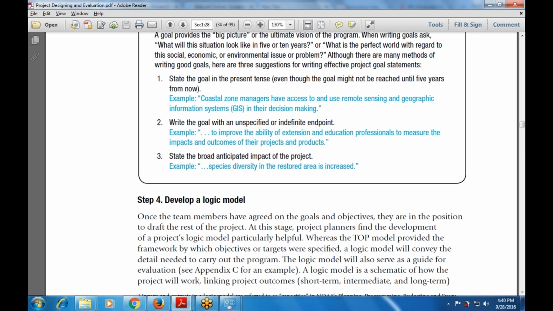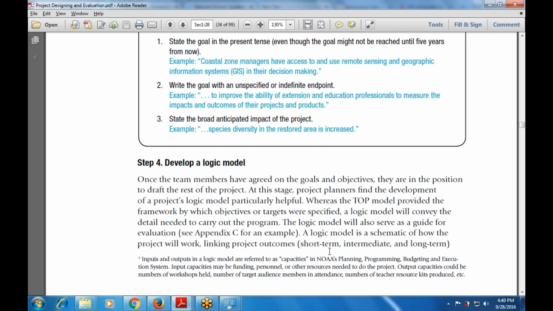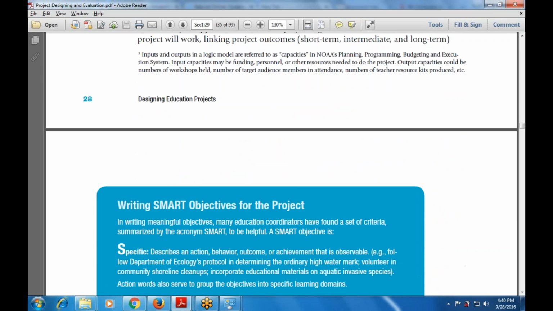The logic model will also serve as a guide for the evaluation task. The logic model is the semantic of how the project will work, how to link the project outcomes, which may be short-term, intermediate, and long-term.